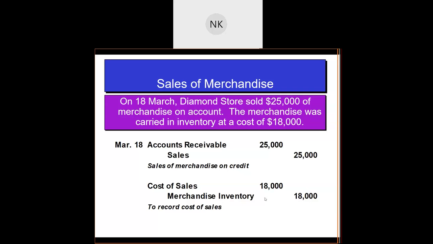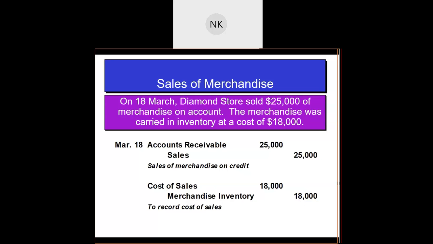So initially it's in the inventory. It was debited in the inventory because it is an asset. So when it's taken out, it's a credit. So what would be the debit? The debit is actually the cost of sales.